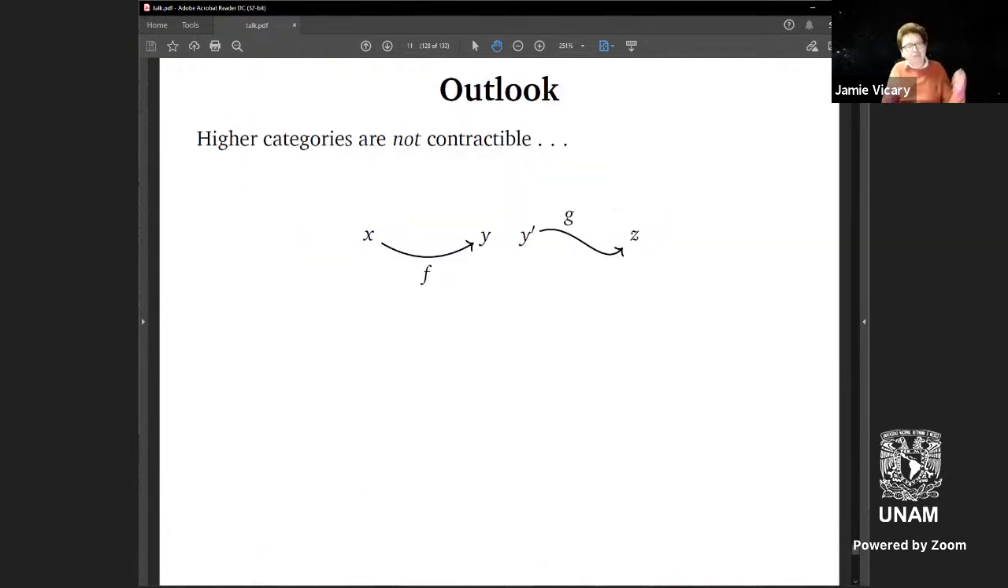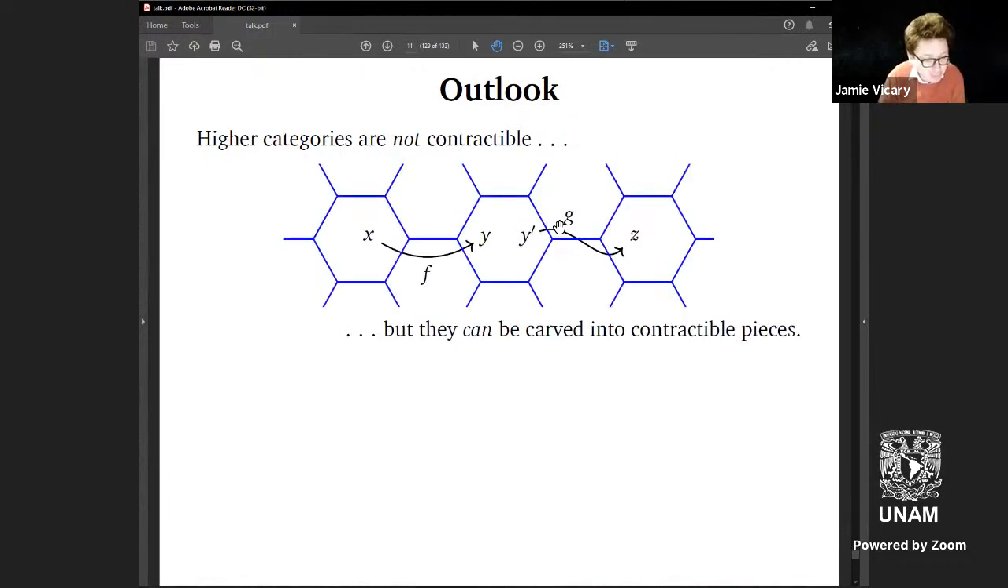So higher categories are not contractible things, okay? We have path relevance and so on. We have weak structure. So if we have f that goes from X to Y, and g goes from Y prime to Z, in some infinity groupoid, we can't necessarily compose f and g because Y might not be the same as Y prime. But the point is we can carve our infinity groupoid into contractible pieces. So maybe Y and Y prime are the same modulo the unit structure, in which case now we have a way to compose them, and that can be useful.